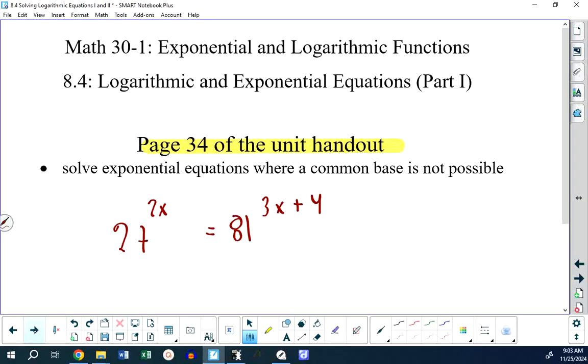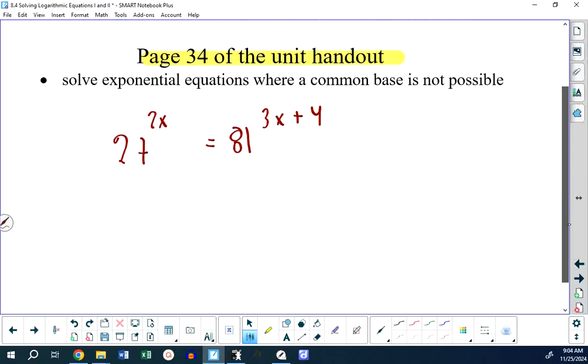And before I do this as a review, it's very important for you to understand what we're going to learn today could be used to solve this type of equation, but you are asking for trouble if you do it that way. You always want to use a common base if you can use a common base. It makes things really easy compared to the alternative.